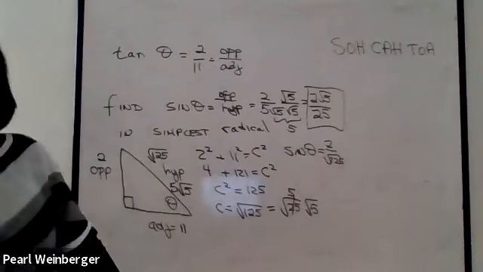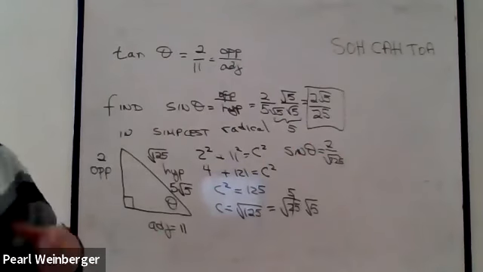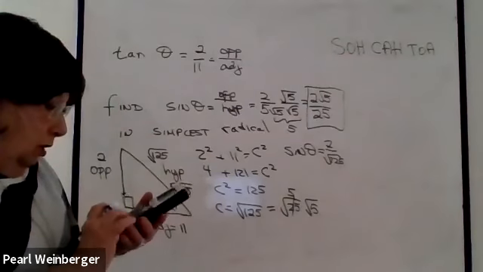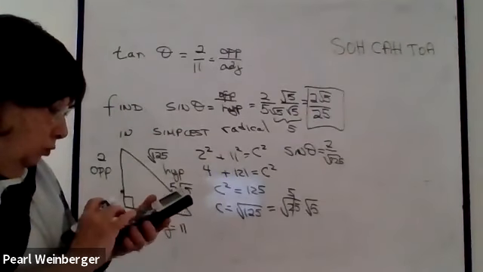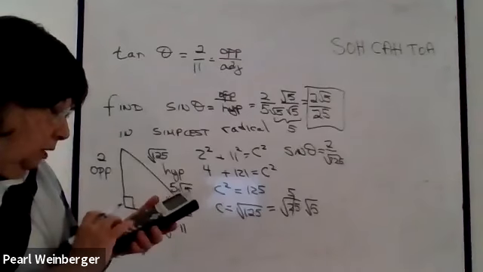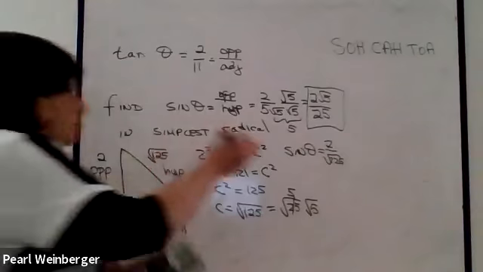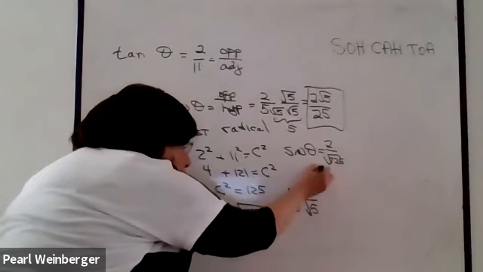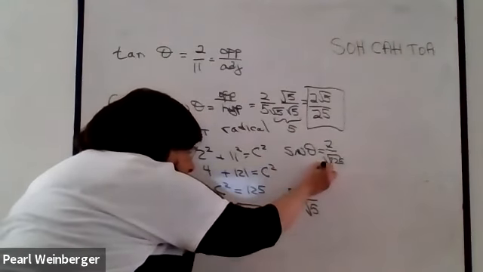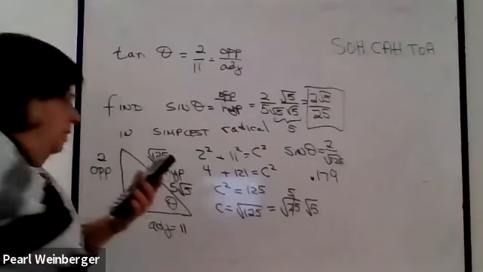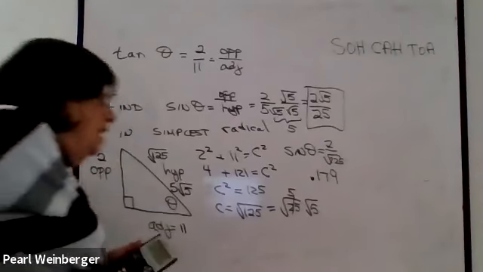You could just go to your calculator and do 2 divided by the square root of 125. And then your answer would have come out to be, if you wanted it to the nearest thousandth, 0.179, it would be 9 because it's 0.1788.